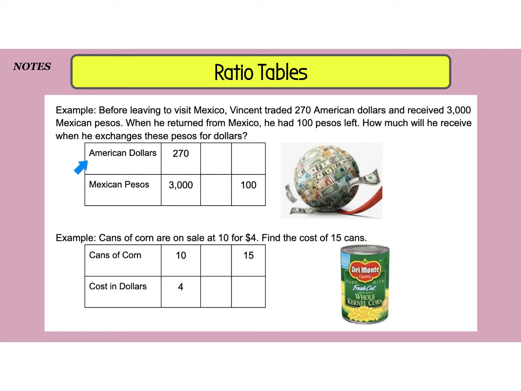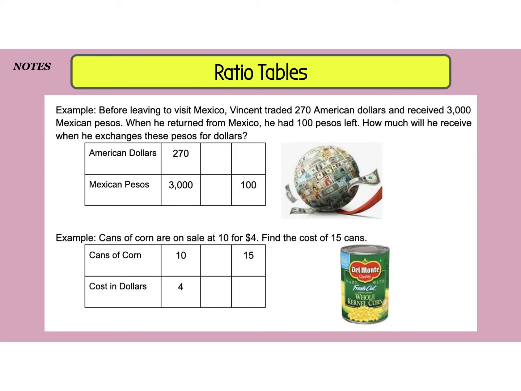So as we can see in our table, it's already filled out for us. We have American dollars, 270, and Mexican pesos, 3,000. And so we know that when he left to visit Mexico, he received 3,000 pesos. And then when he was coming back to the United States, he only received 100 back, so he spent a lot of pesos. Now let's see how many American dollars 100 pesos will give him.